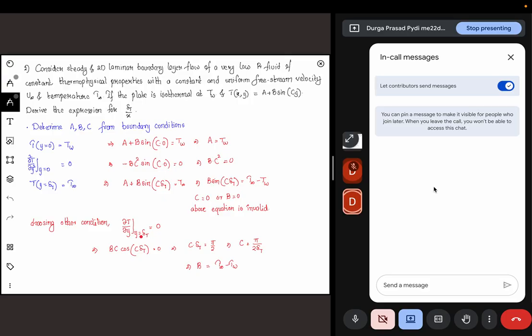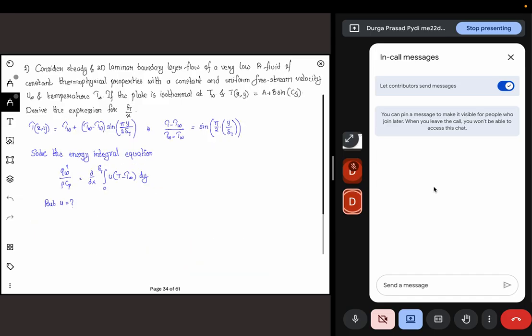So we will choose the derivative of T with respect to y at y equal to delta T to be 0, and this has to be true. If you substitute that, then we'll have C is pi by 2 delta T and B equal to T infinity minus T_W. So now I have my equation for T as T_W plus (T infinity minus T_W) times sine of pi y by 2 delta T. So I can get the equation for theta from this.